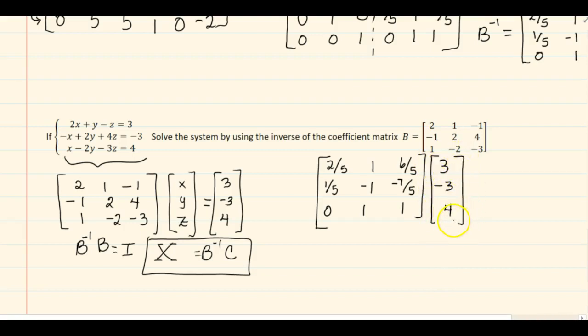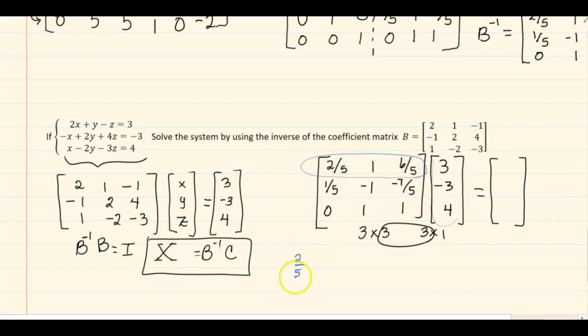And now I'm using matrix multiplication. Remember, this is a 3 by 3 matrix. This is a 3 by 1 matrix. So our answer will be a 3 by 1 matrix. And we need to multiply these two matrices together. So just a quick refresher. Remember, you're going to multiply row 1 times column 1. So I'm going to have 2/5 times 3 plus 1 times -3 plus 4 times 6/5.